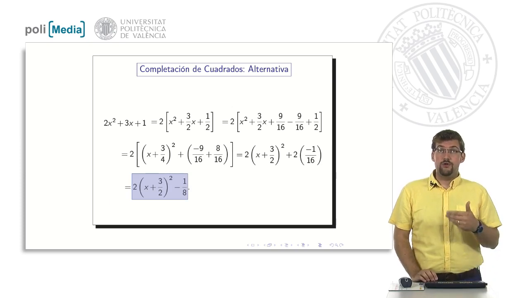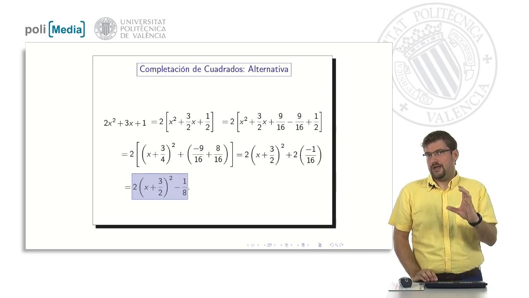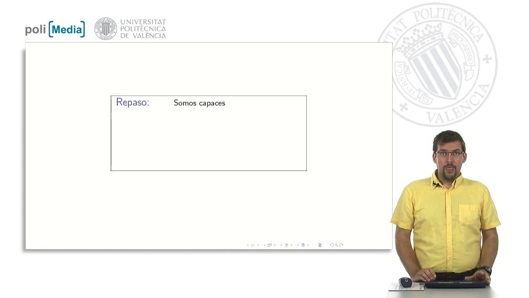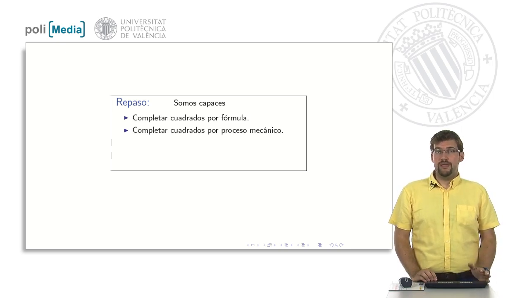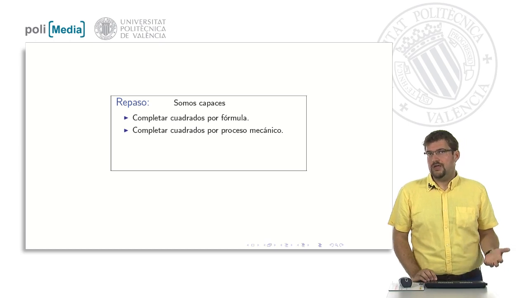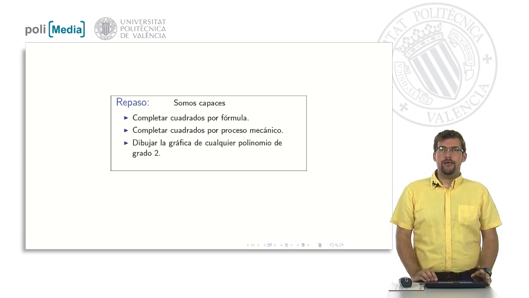This procedure that we have just seen is more mechanical and repetitive than the previous one, which is based on the specific steps of the formula. Well, that's all for today's lesson. From now on, we should be able to perform the process of completing the square using the provided formula. Additionally, we can also apply a more mechanical method to complete the square. Finally, we should be able to graph any quadratic polynomial.